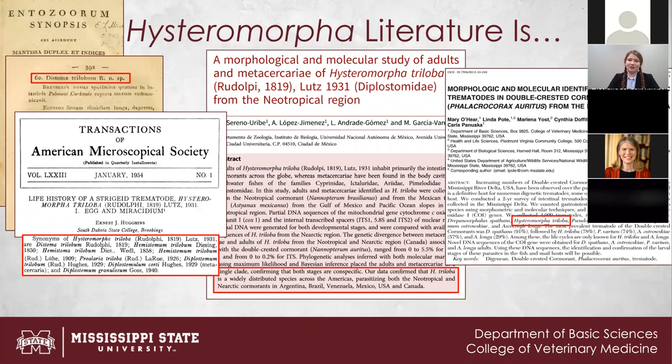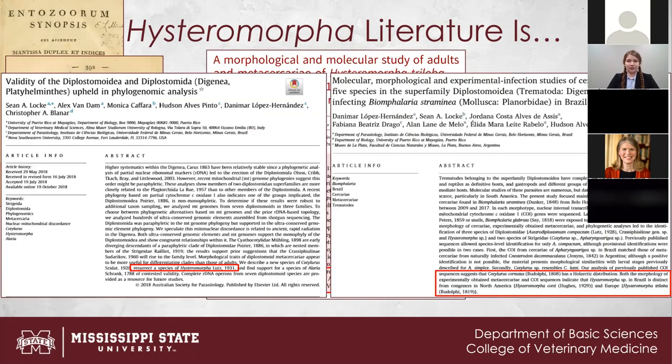The species was originally described as Dystoma trilobum in 1819, and it cycled through a whole bunch of different names before consensus finally settled on Hysteromorpha triloba. Hysteromorpha triloba was considered to be the only species in its genus until 2018, when Sean Locke's group took a look at the molecular data and concluded that the North American Hysteromorpha specimens were genetically distinct enough from the European specimens to warrant their own species called Hysteromorpha corti.